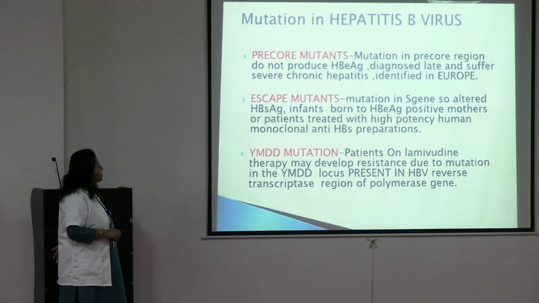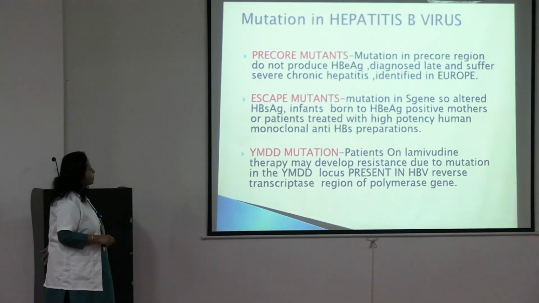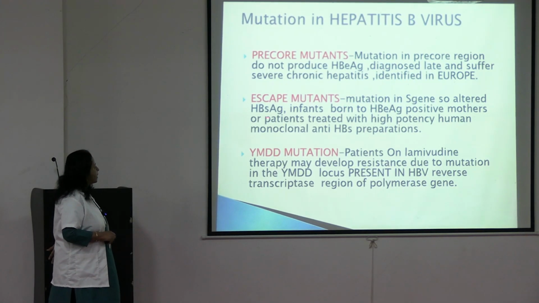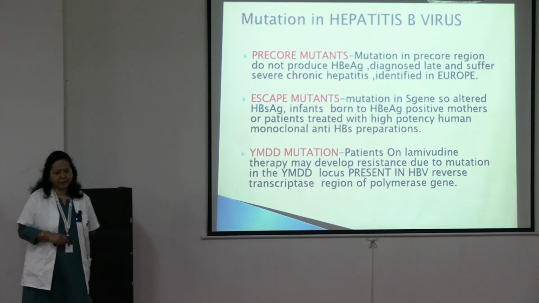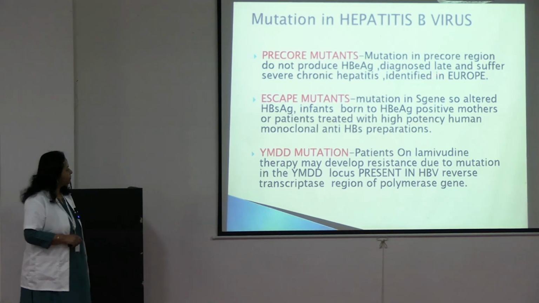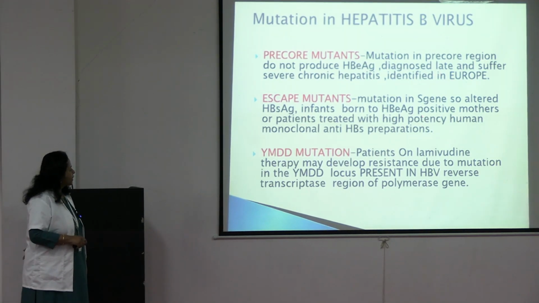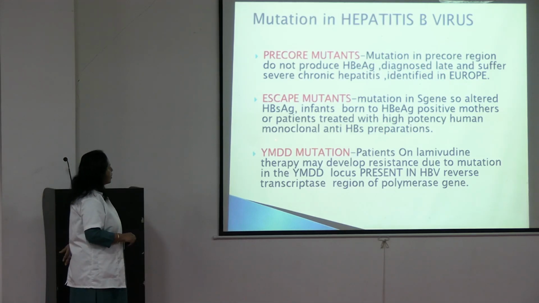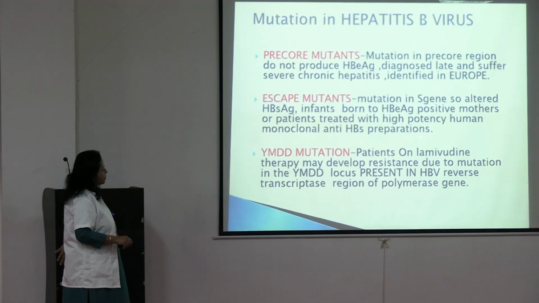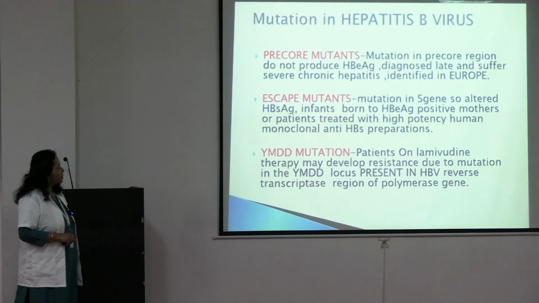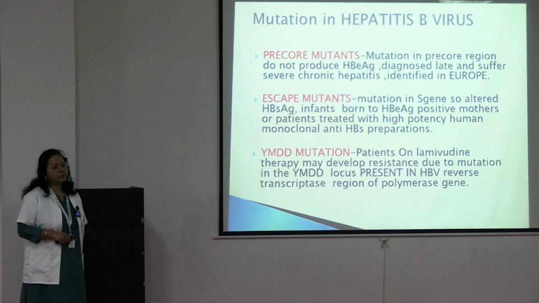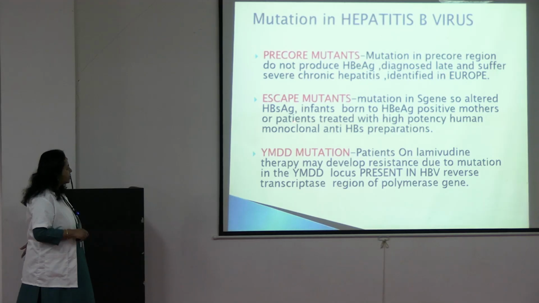Next is escape mutants. Mutation in the S gene, so altered HBsAg. This HBsAg is altered, so it's a mutation in that area. Infants born to HBeAg positive mothers, or patients treated with high potency human monoclonal anti-HBs preparations, usually get this mutation. This particular mutation is in the HBsAg S gene.